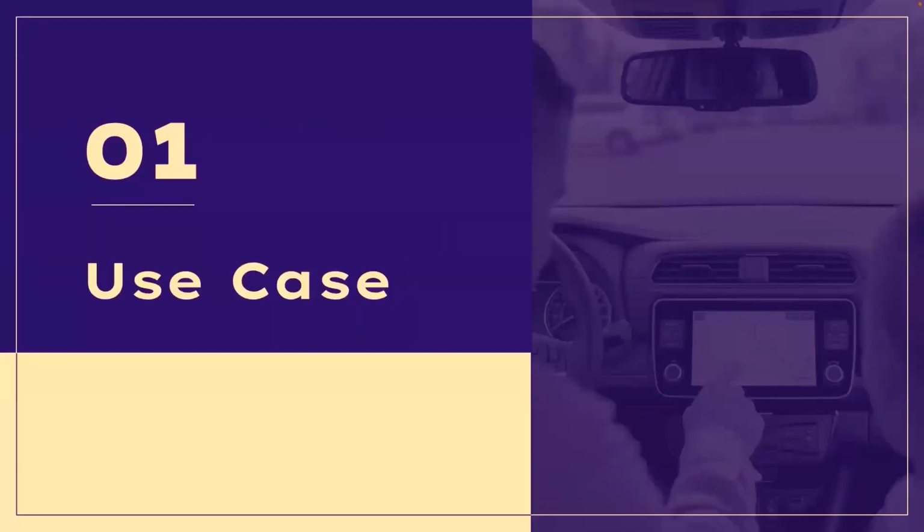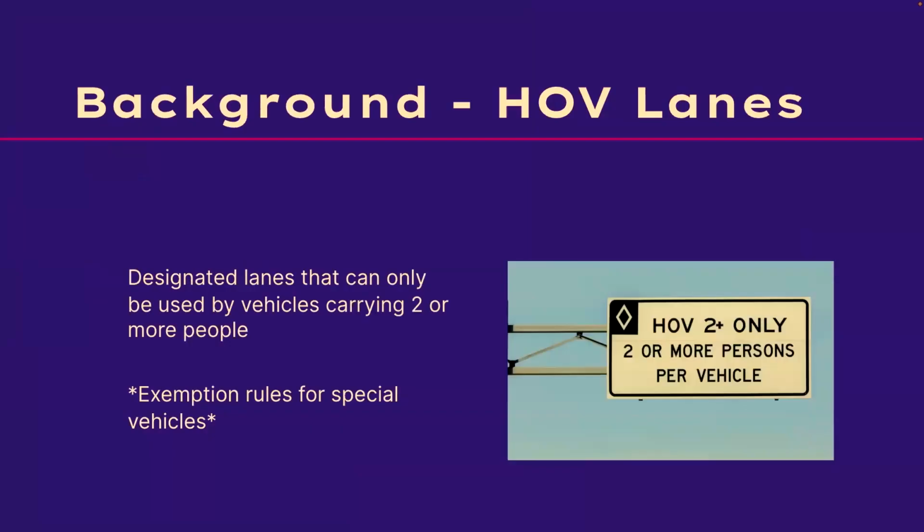All right, so let's talk a bit about our use case. To understand our use case, you should probably start by understanding what HOV lanes are. You have probably come across this and know about this already, but these are designated lanes that can only be used by vehicles that are carrying 2 or more people, and exemption rules can be applied to special vehicles.